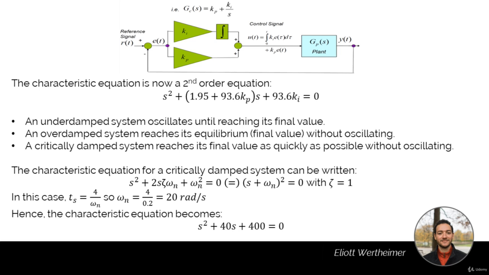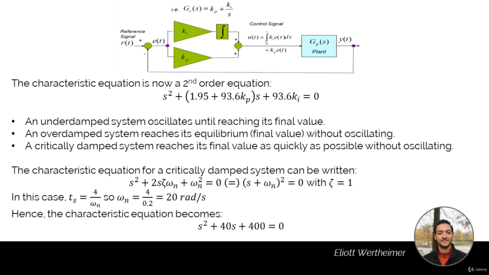So in the case of a critically damped system, which as I said before is most of the time what we want, the damping coefficient is equal to 1. Therefore, it disappears from the equation. We also know that Ts, the settling time, is equal to 4 over omega n. Again, this is a definition of the theory. You can find it anywhere, anytime you want to use it. You can even learn it by heart. It's quite easy to remember.